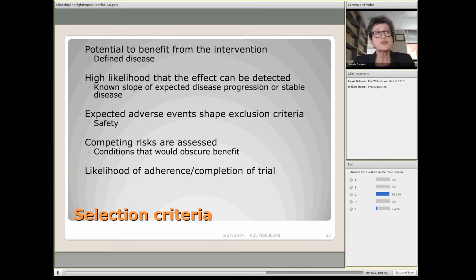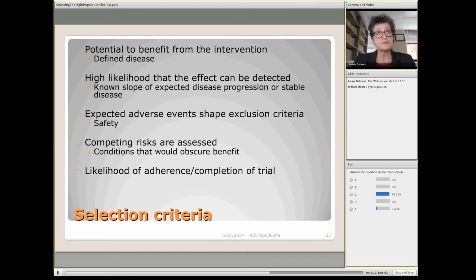And you also want to select patients that have a high likelihood that the effect can be detected. Now, maybe that sounds obvious, but it's important to do that. It's important to know what the slope of your expected disease progression is. Are you looking at a change in the slope of the disease, or are you dealing with a stable disease and you just want to look at the outcomes? Expected adverse events will shape your exclusion criteria, and again, this is an issue for the safety of your population. And then, as Will stated, you want to look at the likelihood of adherence or completion of the trial in the population that you select.